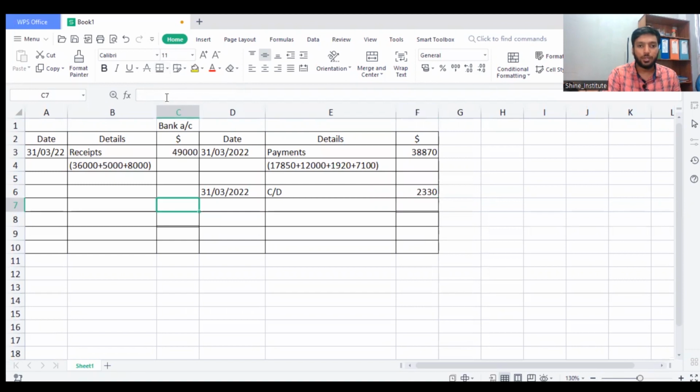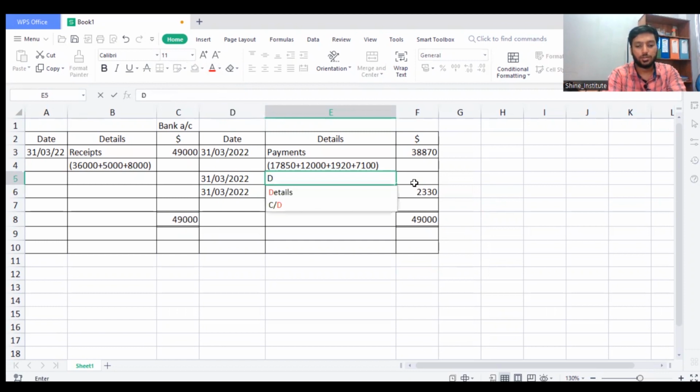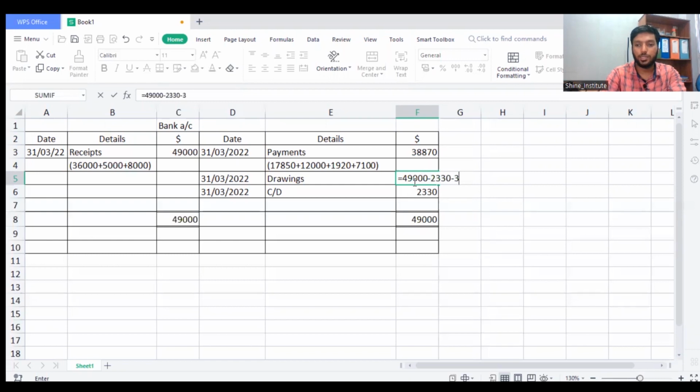Let me take the total on both sides. So here you can see the debit side is higher, which is 49,000, and here I'm going to take the same 49,000. And now I can find out the drawings. So, 31st March 2022, it's going to be 49,000 minus 2,330 minus 38,870. So you are going to get a balance of 7,800. This is the exact drawings we need to find out for the next particular sum because they're asking you to find out the exact full total of drawings. So we found out that drawings on cash was 7,800.